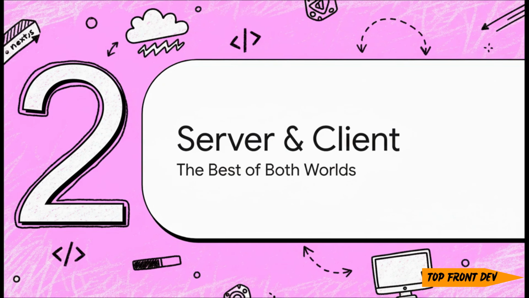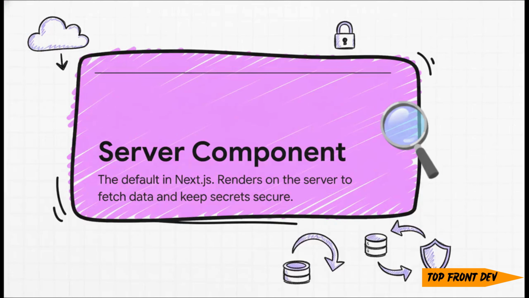Which leads us perfectly into Section 2, Meet Server and Client Components. These two concepts are the absolute key to solving our dilemma. First up, server components. Now, by default, in the Next.js app router, everything you write is a server component.